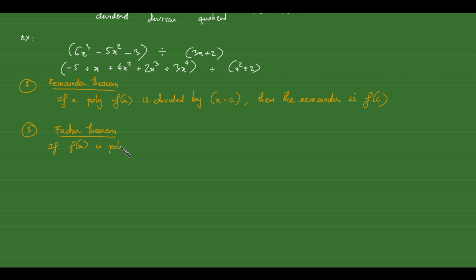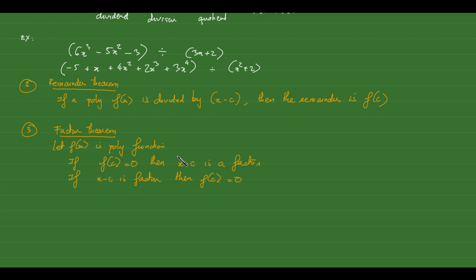If f(x) is a polynomial function, if f(c) equals 0, then x minus c is a factor. If x minus c is a factor, then f(c) equals 0. So these statements are equivalent to each other. Think about it: f(c) equals 0 means the remainder is 0. If the remainder is 0, then x minus c is a factor. That's all. Make it simple like that.